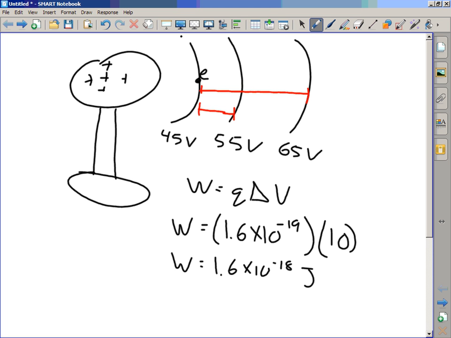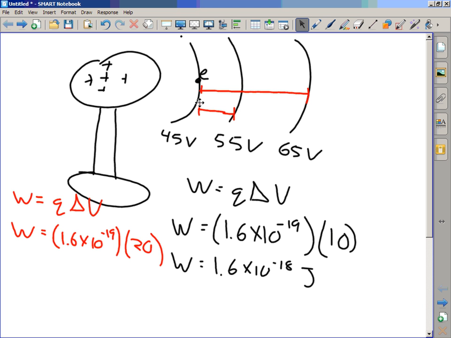Now, in the next one, if I want to go to 65, well, work equals Q delta V. Work equals the charge of an electron, 1.6 times 10 to the negative 19th times what's the potential difference to get out to the 65? From 45, 20. And so then you plug into your calculator 2 times the 1.6. By the way, what is 2 times 1.6? 3.2. Good. And those are the simple plug and chug problems you do with that.